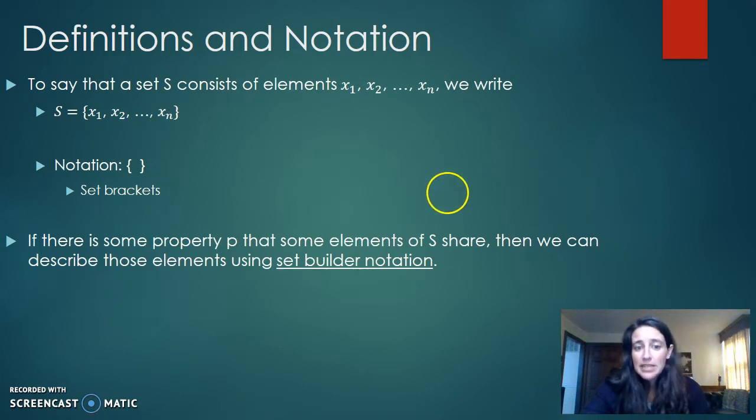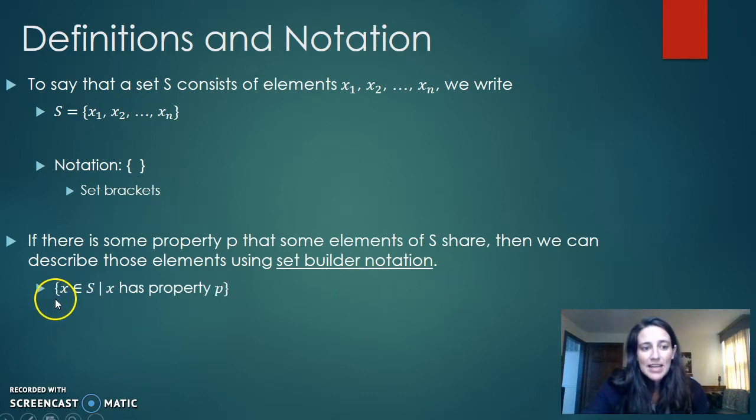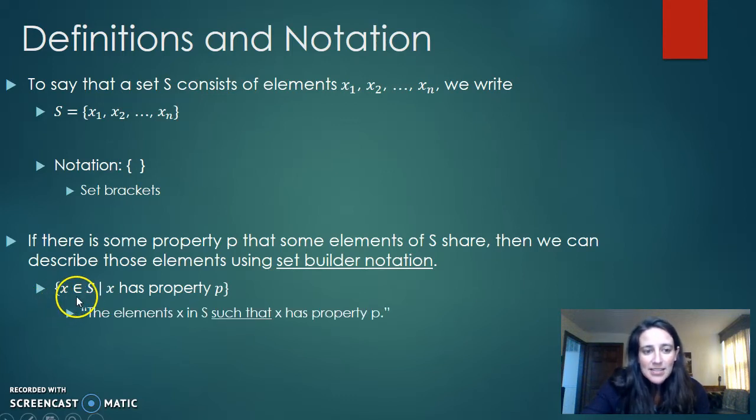If there is some property P that some elements of S share, then we can describe those elements using set builder notation, which looks like this. We use the set brackets, and we say the elements x in set S, and then this vertical line is read as "such that." So the elements x in S such that the elements x have property P. And we call this set builder notation because it allows us to build new sets from existing sets.